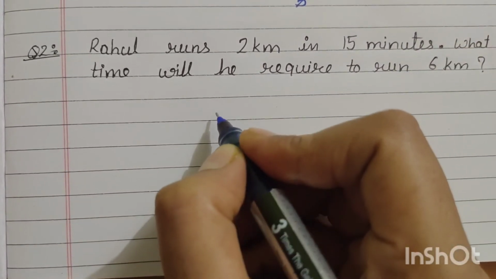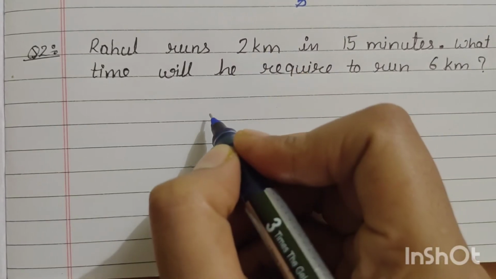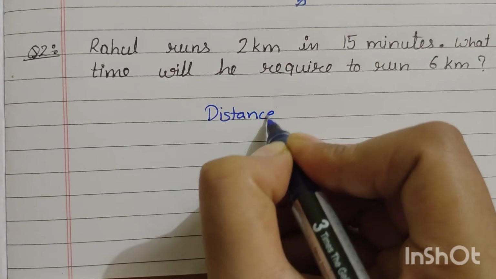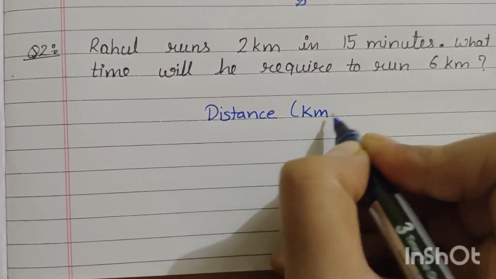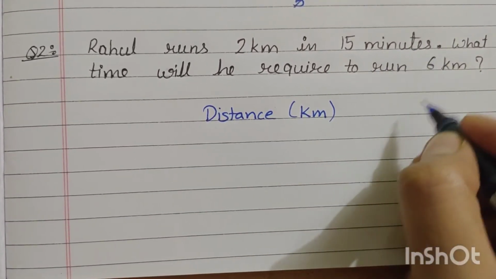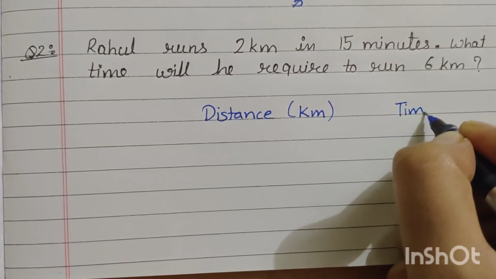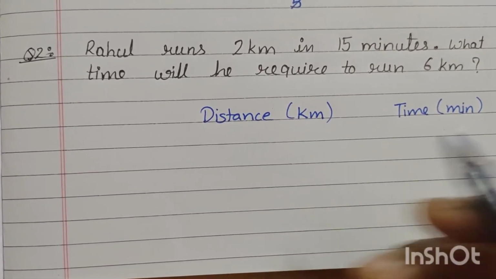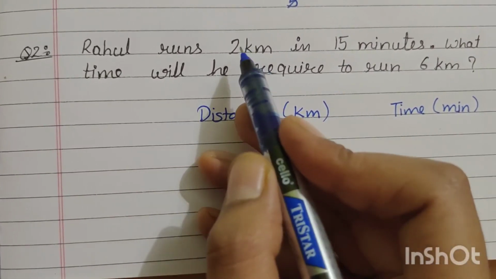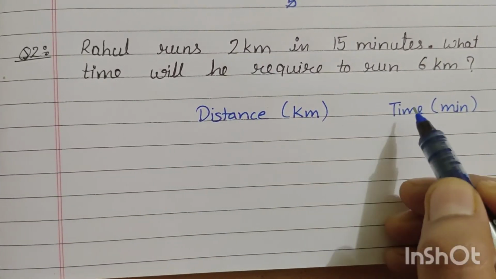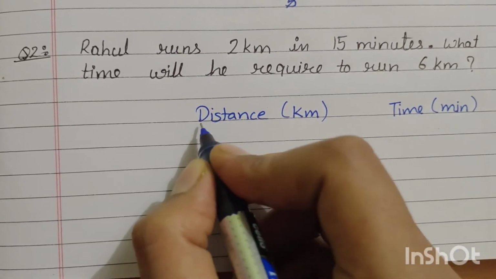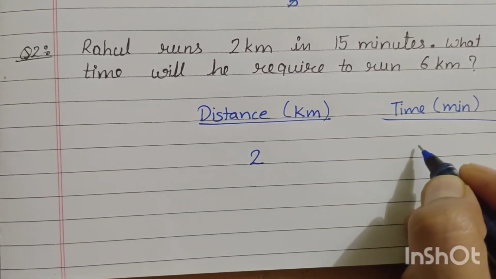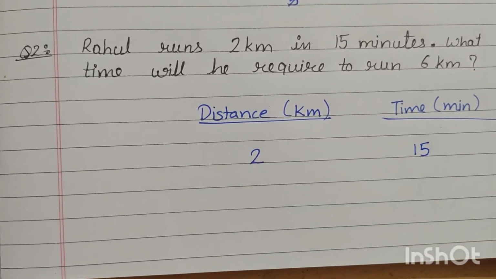Okay, so here we will write this kilometer, that is distance. Okay, either you can write distance or just write kilometer. Now minutes, so here you will write time and in bracket you will write minute. Okay, now distance, कितना distance cover कर रहा है वो, 2 kilometer in 15 minutes. So write 2 kilometer here and 15 minutes here.